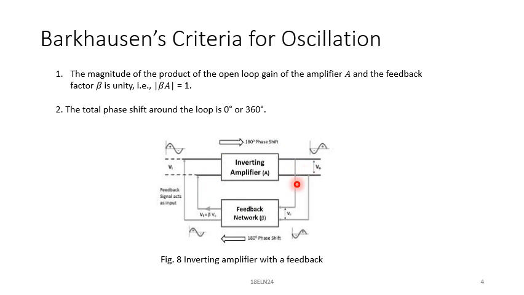Suppose I use a non-inverting amplifier, then it will maintain a 0 degree phase shift between input and output, and the feedback network also should provide a 0 degree phase shift. So the total phase shift around the loop should be 0 or 360 degree.